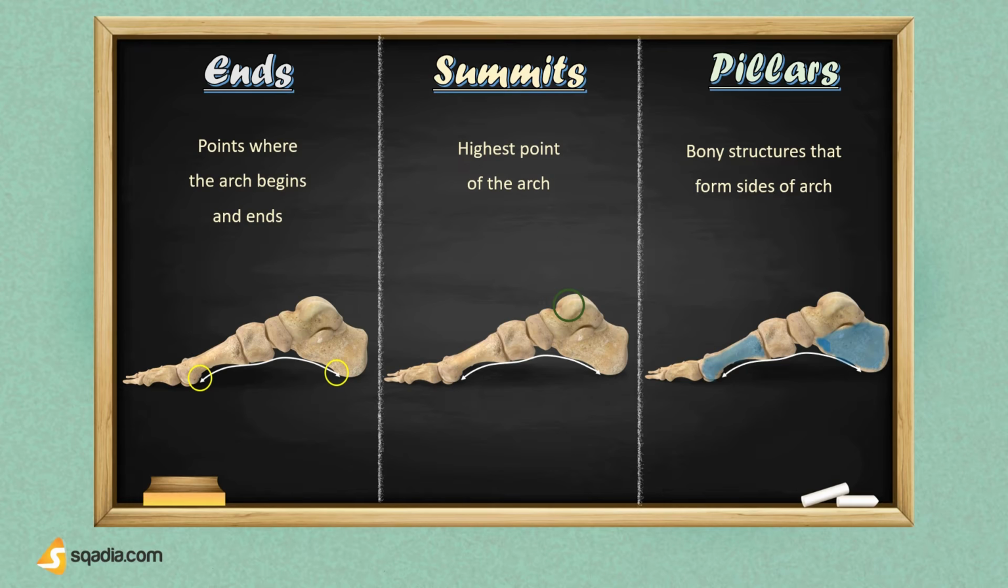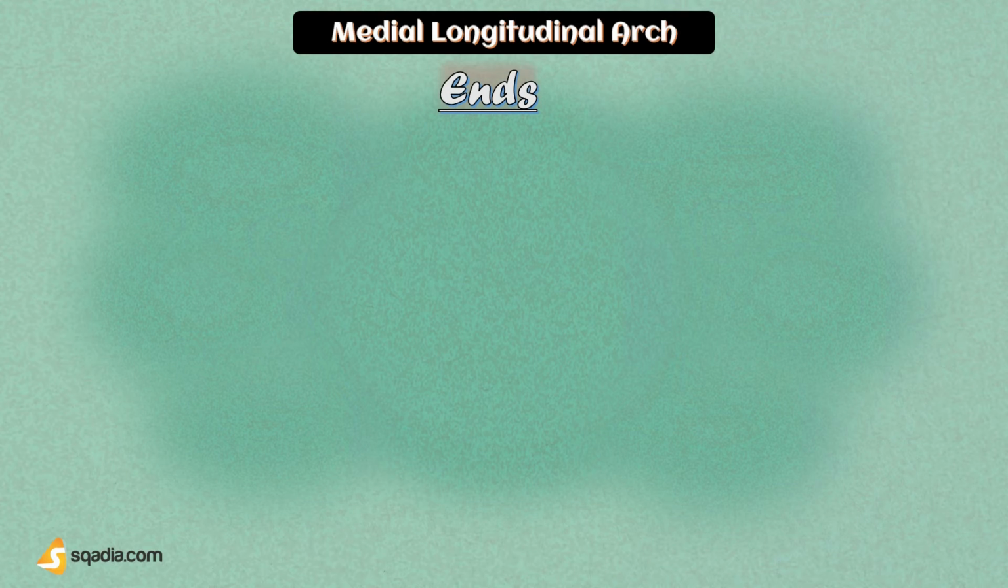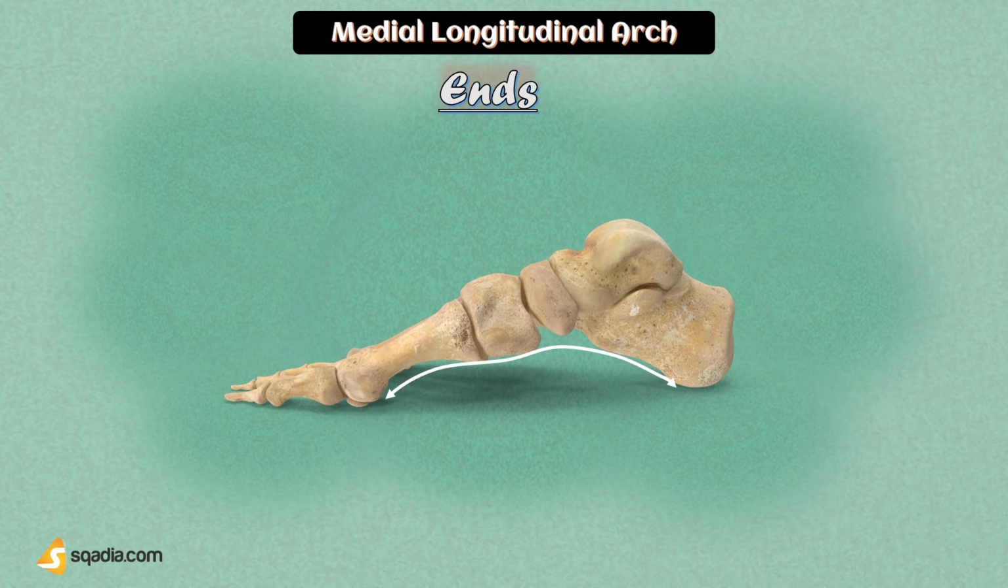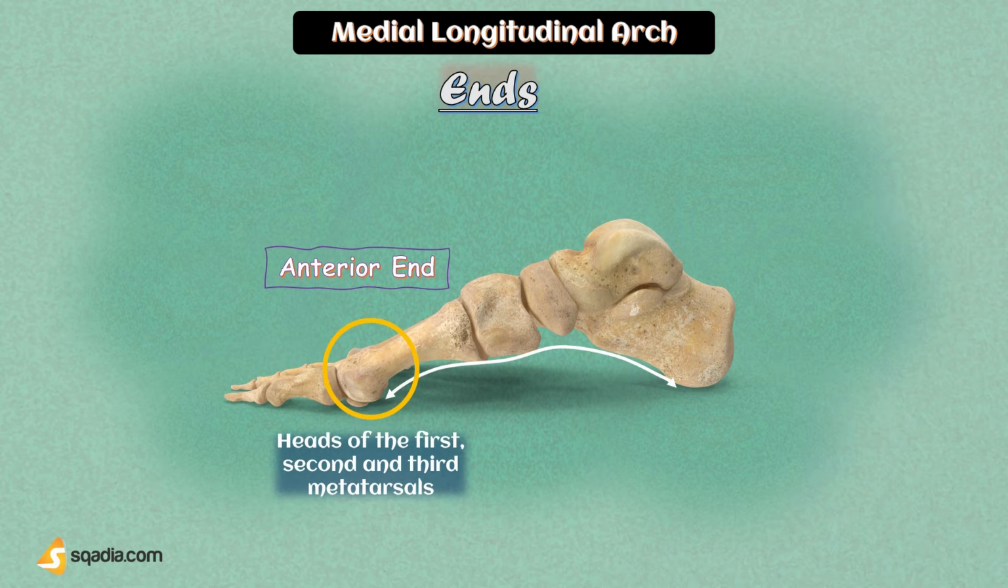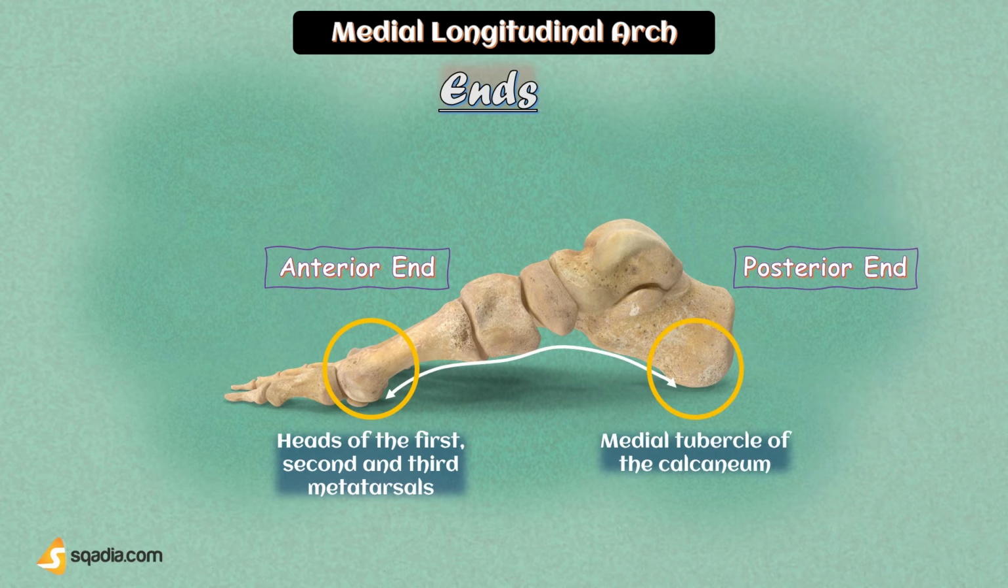Together, the pillars, ends, and summit of the arches help distribute weight and provide stability and shock absorption for the foot during movement. Let's look at the ends, summits, and pillars of the medial longitudinal arch. Ends. The anterior end is formed by the heads of the first, second, and third metatarsals. The phalanges do not take part in forming the arches. As for the posterior end of this medial longitudinal arch, it is formed by the medial tubercle of the calcaneum. The keystone is the talus.